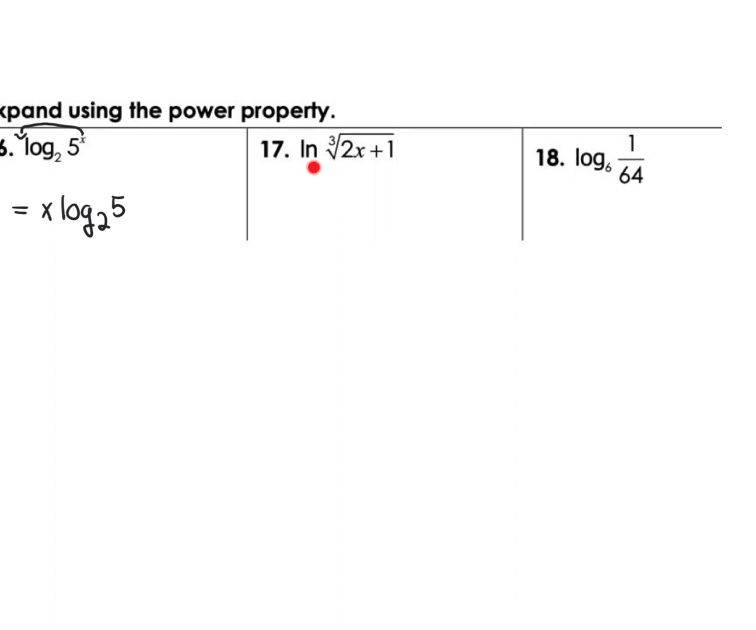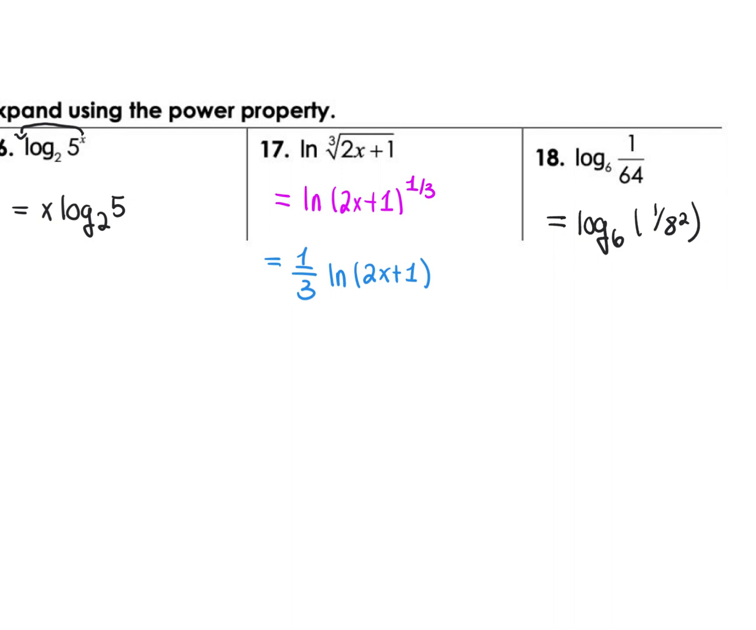Here we have ln of the cube root of 2x plus 1, which will be ln of 2x plus 1 to the 1/3 power, which will be 1/3 of ln times 2x plus 1. Now we have log base 6 of 1 over 64, which will be log base 6 of 1 over 8 to the second power, which is log base 6 of 8 to the negative second power, which is negative 2 times log base 6 of 8.